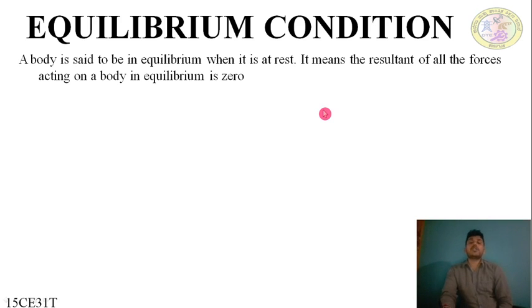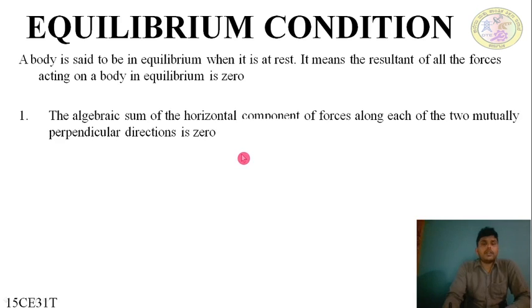If the resultant of the forces is not equal to 0, then the body will be in motion, and it is not said to be in static condition, or it will not be at rest. The first condition is the algebraic sum of the horizontal components of the force along each of the two mutually perpendicular directions is 0.